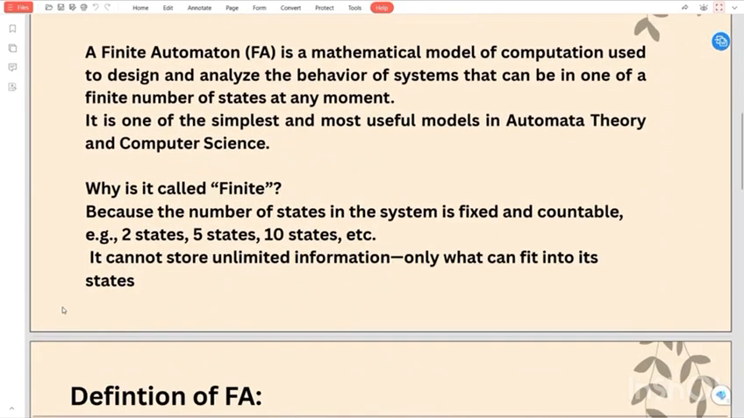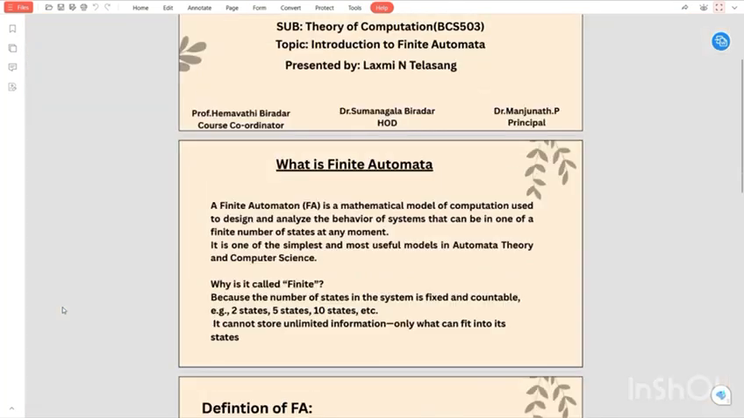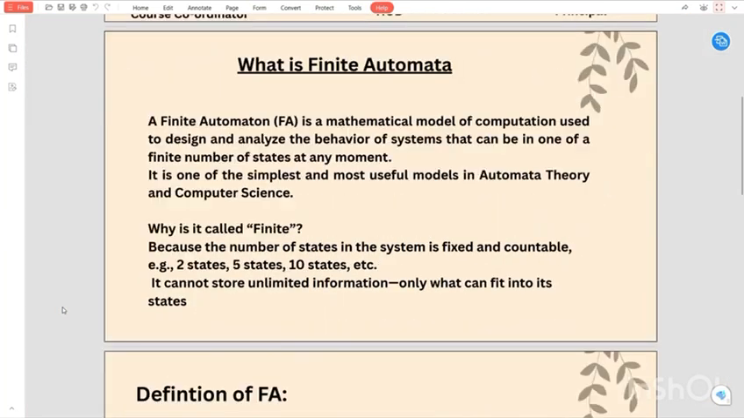What is finite automata? Finite automata is one of the fundamental models in the theory of computation. It is basically a mathematical model that represents a system which can be in one state at a time and can move between states based on the inputs. In simple words, finite automata is like a machine that reads the input symbol by symbol and changes its states and finally tells whether the input is accepted or rejected.